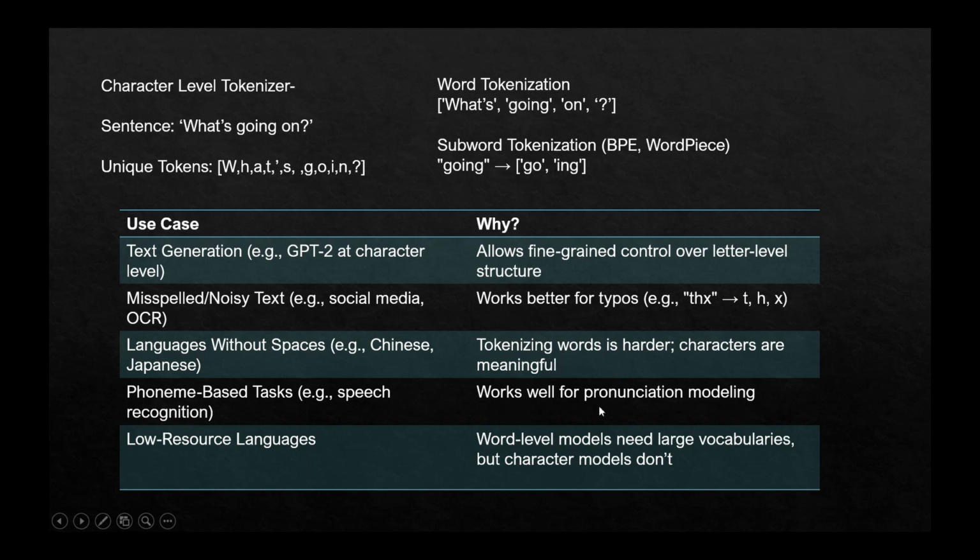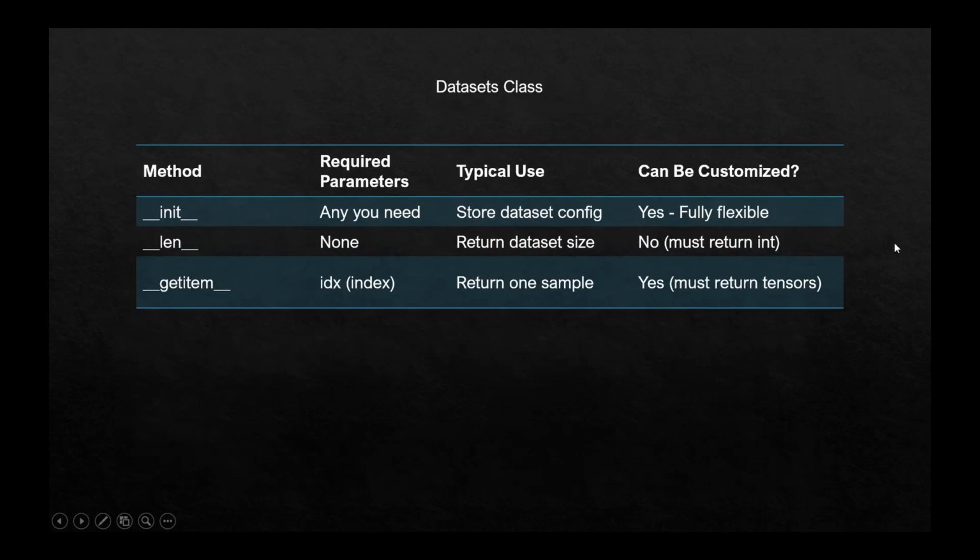And yes, it works well for pronunciation modeling, and for low resource languages, where word level models need large vocabularies, but the character level doesn't, it's just all the characters. So yes, pretty good, it's got a ton of advantages.